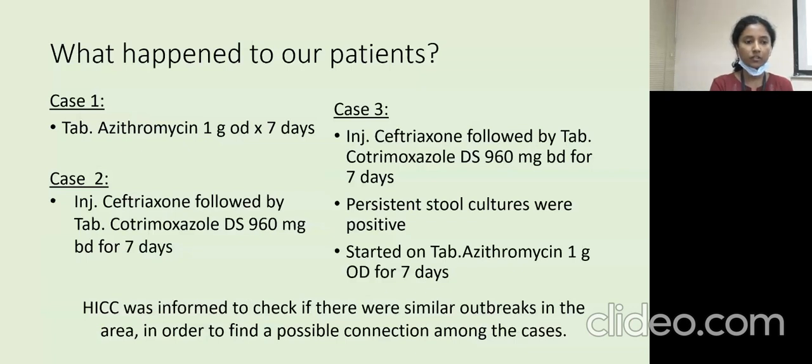So what happened to our patients? In case number one, the patient was treated with 1 gram azithromycin for 7 days. In case number two, injection ceftriaxone was followed by cotrimoxazole 960 mg BD for 7 days. And in case three, injection ceftriaxone was followed by cotrimoxazole 960 BD for 7 days, but the stool cultures were persistently positive. So she was then started on azithromycin 1 gram OD for 7 days. And HICC was informed to check if there were similar outbreaks in the area in order to find a possible connection among these cases.